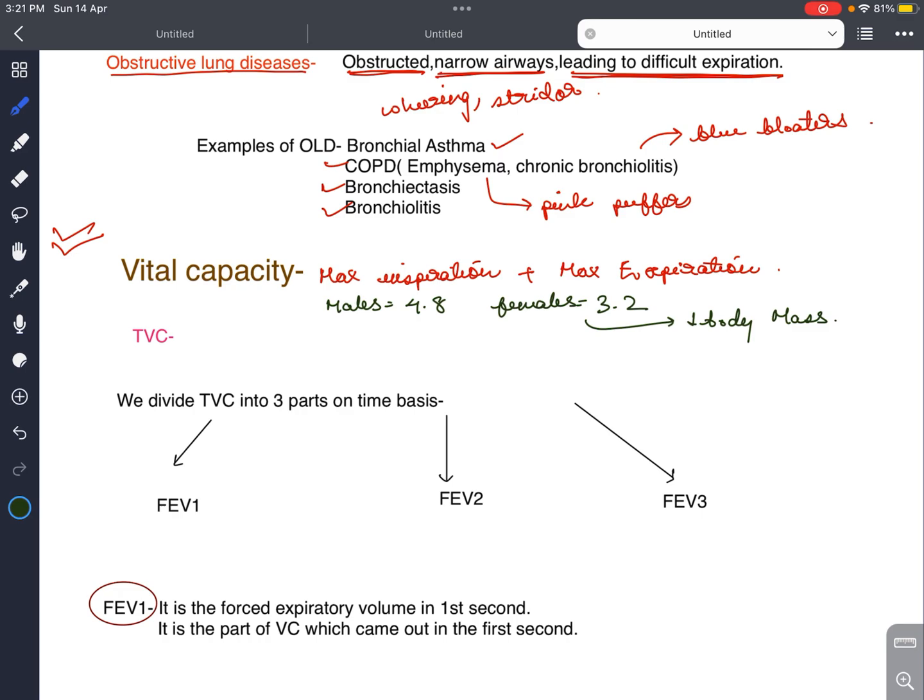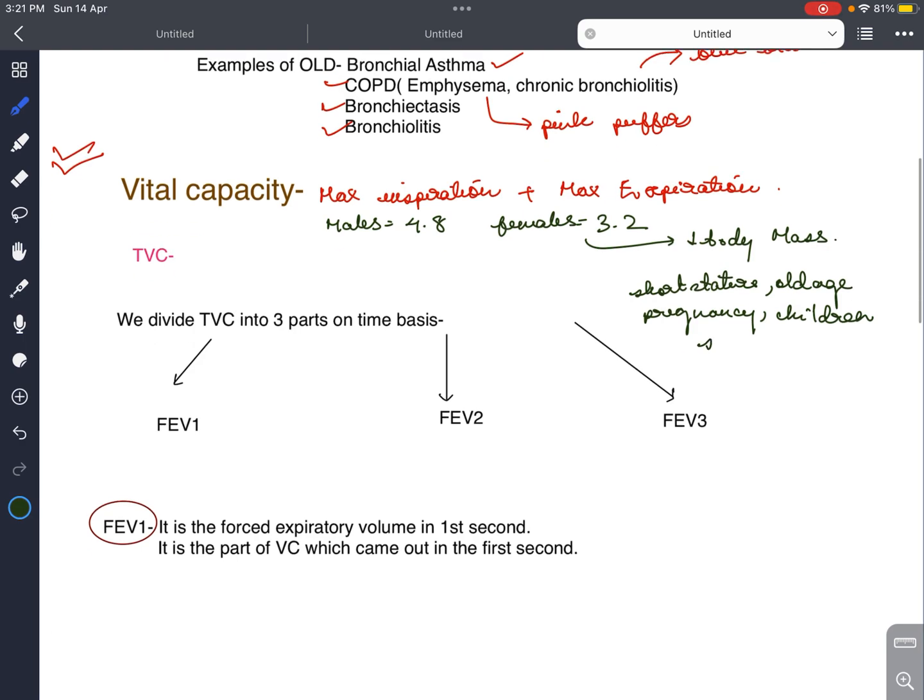I also told you that there are many physiological conditions in which vital capacity is less, which were: in females, in short stature, in old age, in pregnancy, in children, and in supine position.